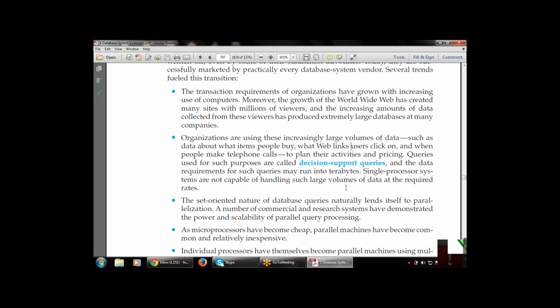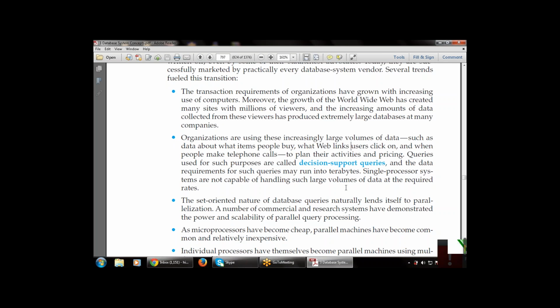So what is the requirement in terabytes? Single processor systems are not capable of handling such large volumes of data at the required rate. Whatever single processor systems are available, they are not capable of handling the large volume of data at the required rates.